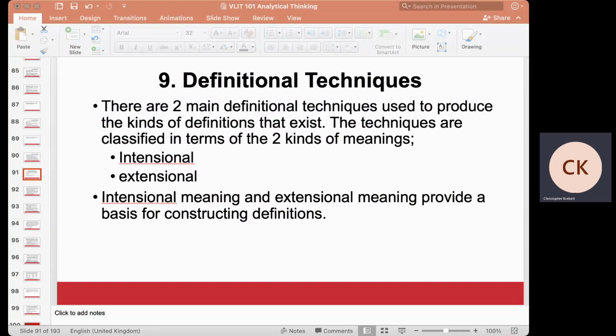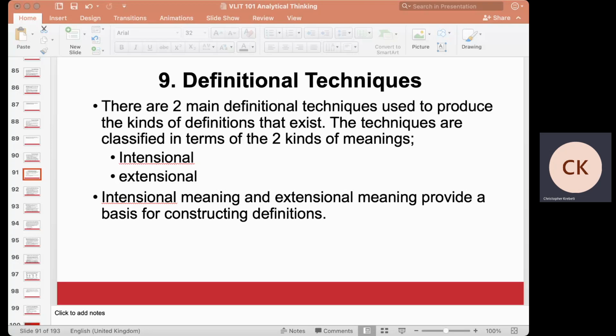Welcome once again. And so today, this is the topical area we are looking at, finishing with language and logic and language usage, basically. Today I'll be talking about the definitional techniques that exist. Basically, there are two main definitional techniques that we use to produce all the five kinds of definitions that exist.